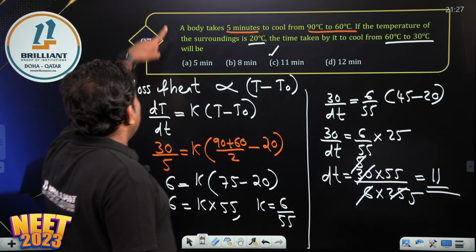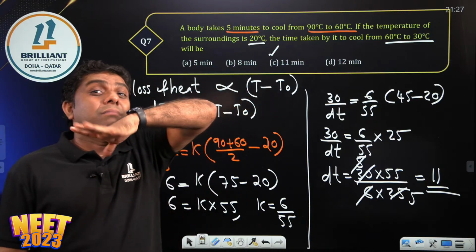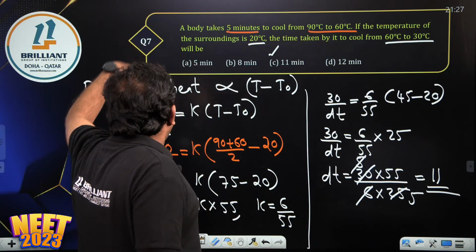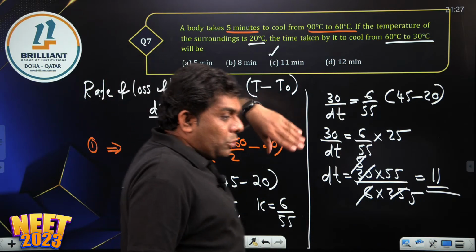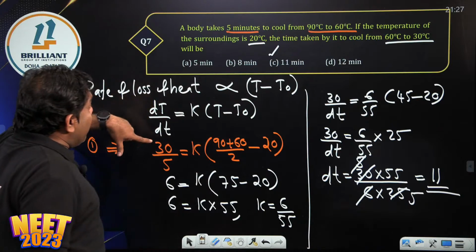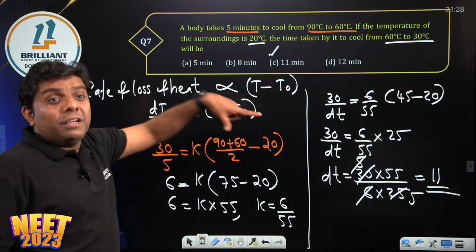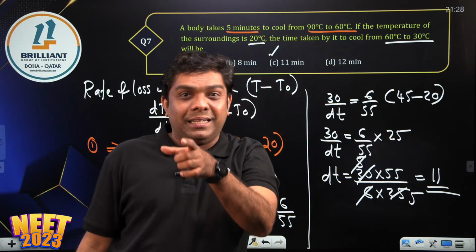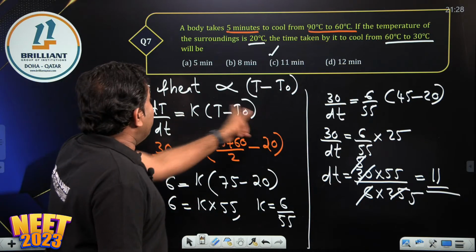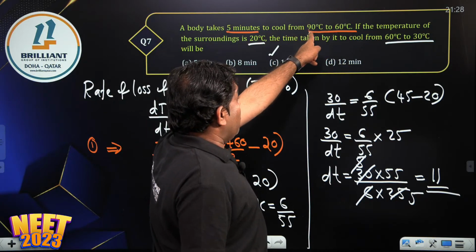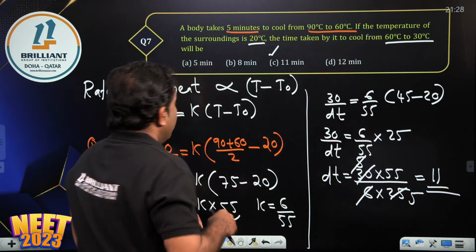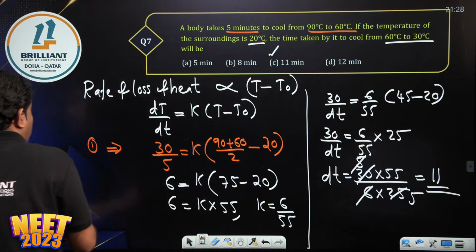So that's the point, a body takes; this point is very important. Newton's law of cooling, where dT by dt is equal to k into T minus T naught. Where T, how I will take T, that's the point. Many of the students are not taking that way, they went wrong. T we are taking as the average temperature, 90 plus 60 divided by 2, that is equal to 75. So that's the right answer for question 7.